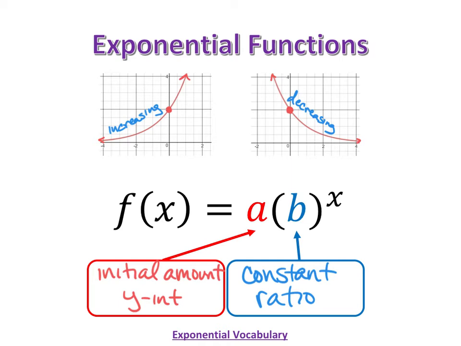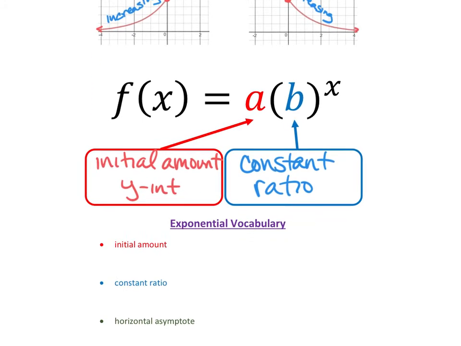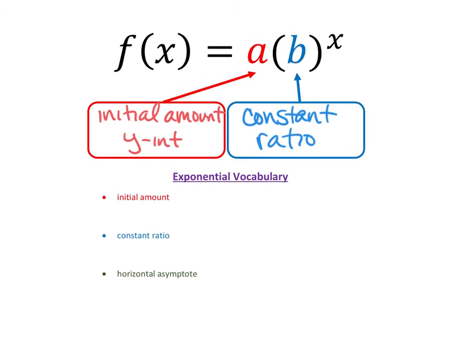So f of x equals a times b to the x is how you say the parent function, or the basic formula, for an exponential function. Now there is some new vocabulary, or reviewed vocabulary, when we talk about exponentials, so we need to go over that for a little bit. We did just define the initial amount. Remember, the initial amount is your y-intercept. It's where the graph crosses the y-axis. For an exponential equation, it's going to be the coordinate point (0, a). That's the initial amount that a word problem tells you, or the initial amount that begins your problem. The constant ratio, again, is your b value.